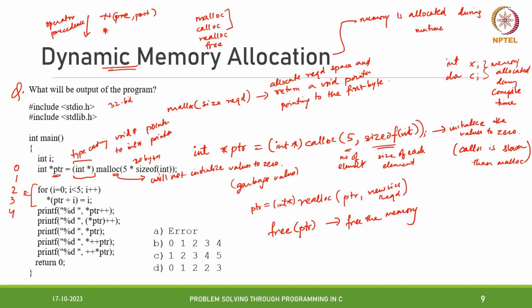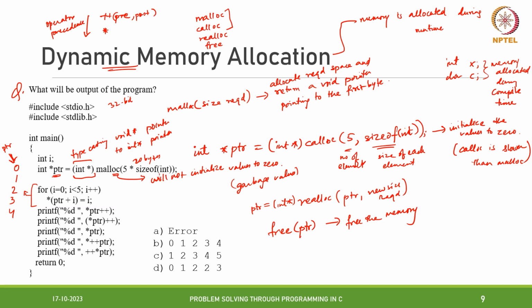So post and pre-increment operations have a higher precedence than the dereferencing operation. Keeping that in mind, this will be ptr++, that is post increment, followed by a star. Post increment basically means it will be incremented later. First the other operation occurs. So what is the other operation? ptr is pointing here, right? The first element, that is 0. It is pointing to the first element.